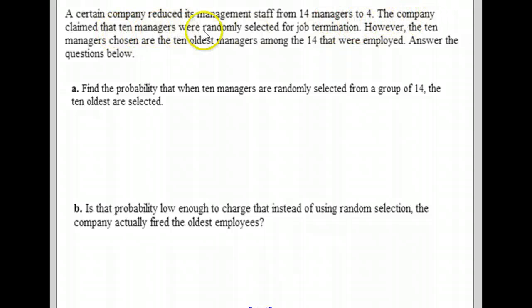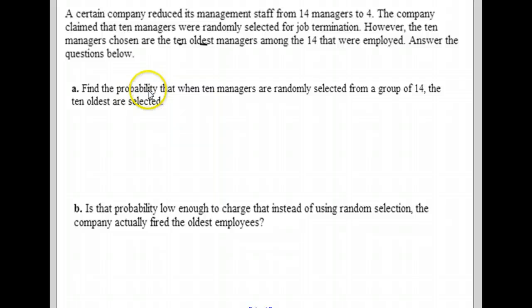The company claimed the 10 managers were randomly selected for job termination. So they just randomly selected them. However, the 10 managers chosen are the 10 oldest managers among the 14 that were employed. So answer these questions. Find the probability the 10 managers that are randomly selected from a group of 14 are the oldest 10 that are selected.